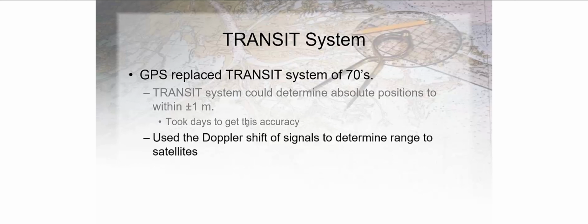observations. GPS was created to replace Transit, which was a system that was created during the 60s and into the 70s. The Transit system could produce absolute positions to within 1 meter. However, it took days to get this accuracy, and it often meant babysitting the receiver so that you could replace batteries as they drained. It used the Doppler shift signals to determine the range to the satellites.